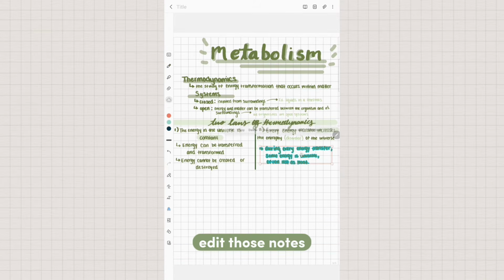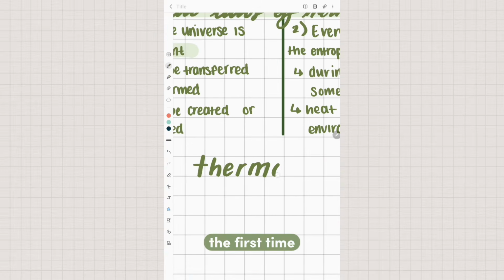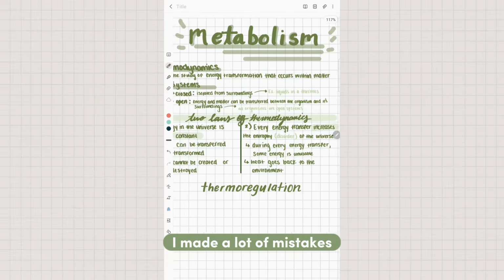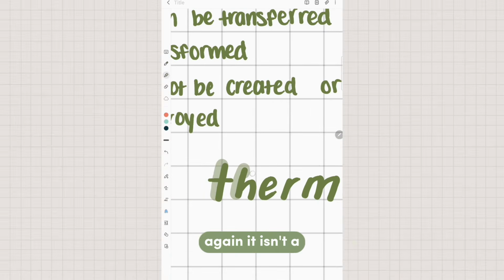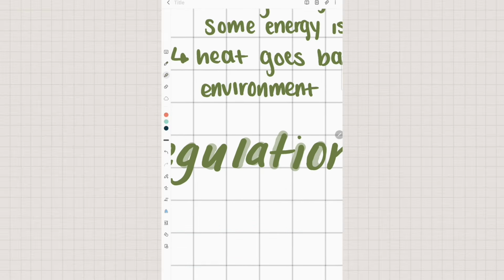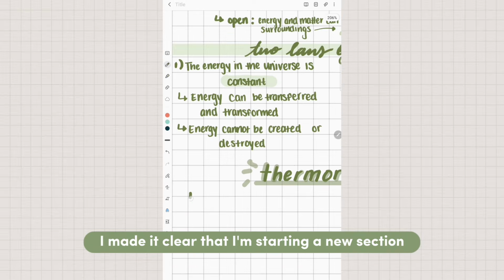And then again, edit those notes. I mean, it's not going to be perfect the first time. I made a lot of mistakes. I think this video took me 50 minutes to record and it's only 5 minutes long. So again, it isn't a simple process to get aesthetic notes. So as you can see, I made it clear that I'm starting a new section.